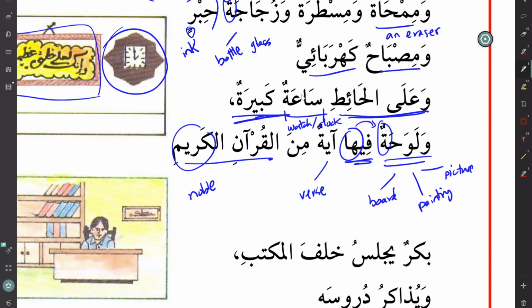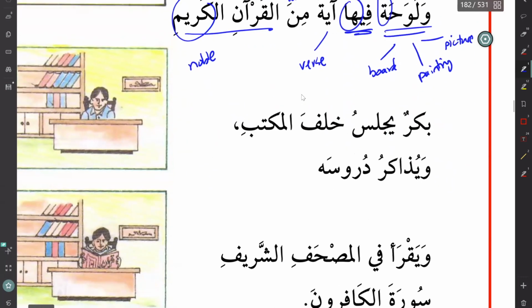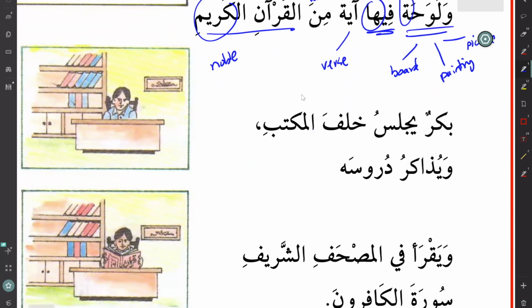Okay? Tayyib. And we have Bakrun yajlisu khalf al-maktab. Okay, yajlisu is a verb. We had this verb before, starting with ya. So we know it's a present tense verb and it's talking about third person singular, he. And who is that he? Because we have the name, it goes back to Bakr. So Bakrun is sitting where?